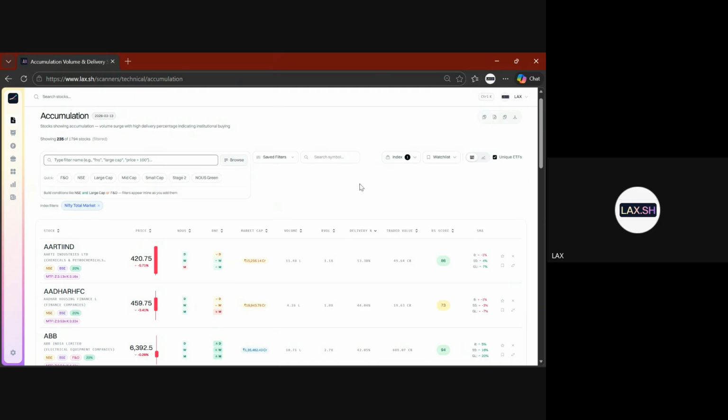And another thing you can do is look at what sectors are coming up based on delivery. That we'll do later. We'll build all that in Lakhs, so don't worry about it.